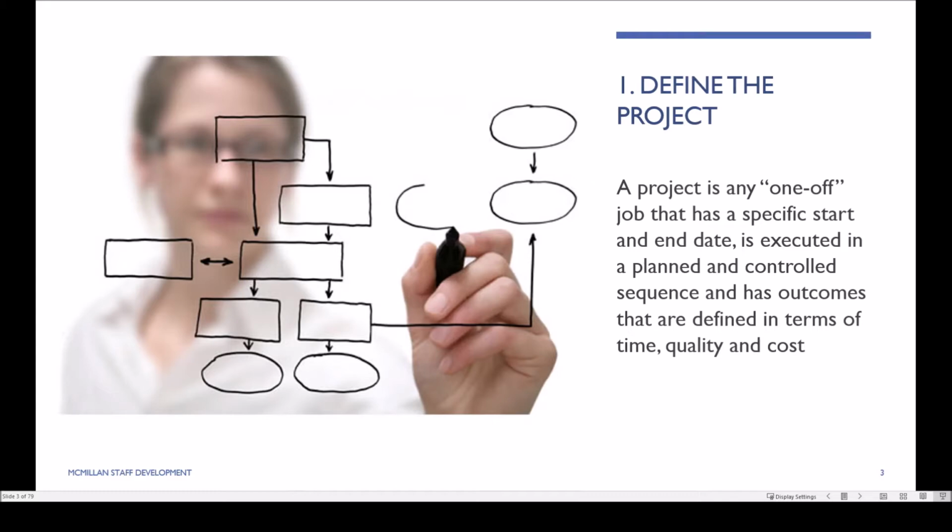So how do we define a project? A project is any one-of job that has a specific start or a specific endpoint, is executed in a systematic approach that is planned and controlled. So we have a sequential flow of events and has outcomes that are defined in these three metrics. Time, when are we going to get this project completed by? And when are the milestones within that? Quality, what does the final product look like and how does that align with the needs of our key stakeholders? And cost, what's our budget and how do we go spending against that budget?